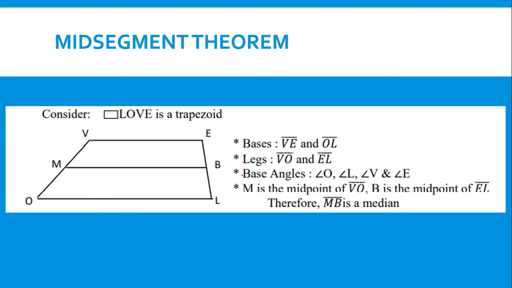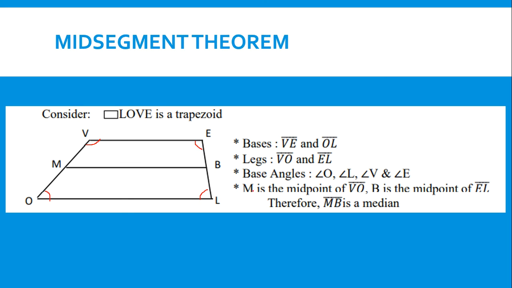Next, what are the legs? The legs are VO and EL. They are the non-parallel sides of the trapezoid. Base angles. Again, we have two parts of the base angles, the upper base angles and the lower base angles. The angle O, the angle L, the angle V, and the angle E.